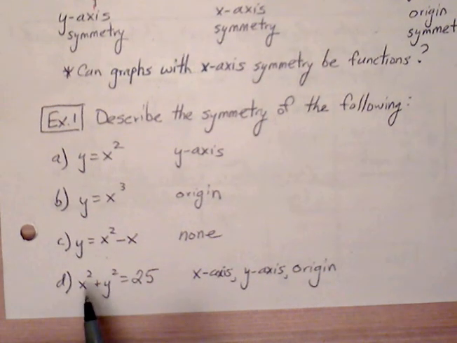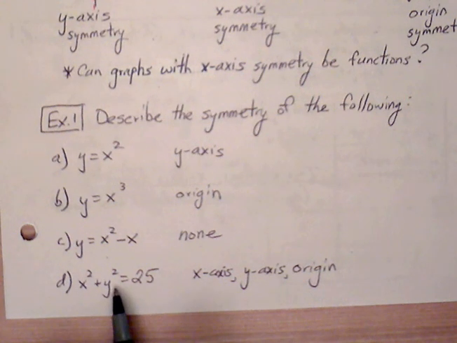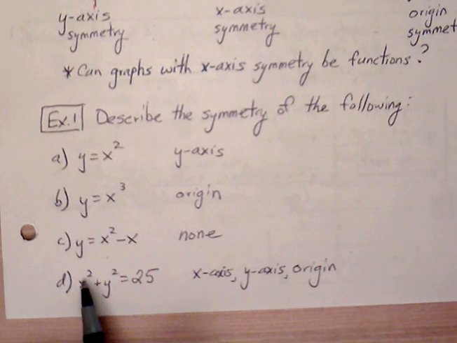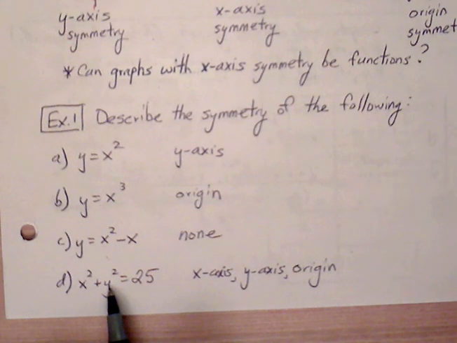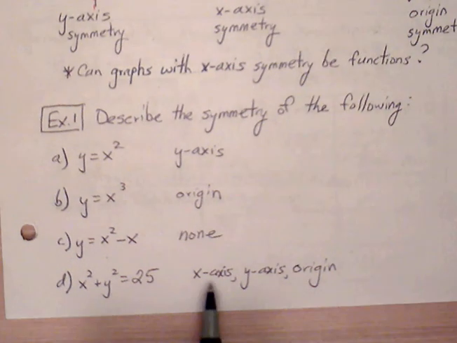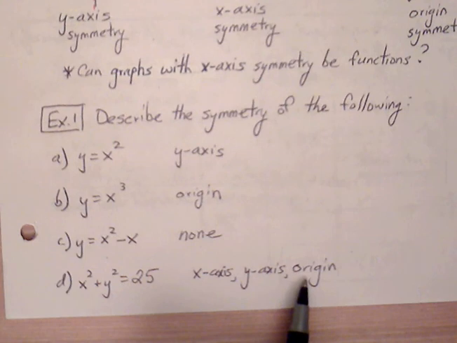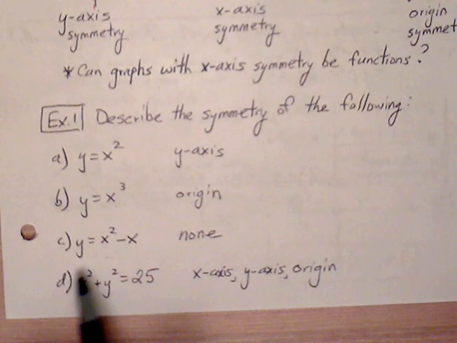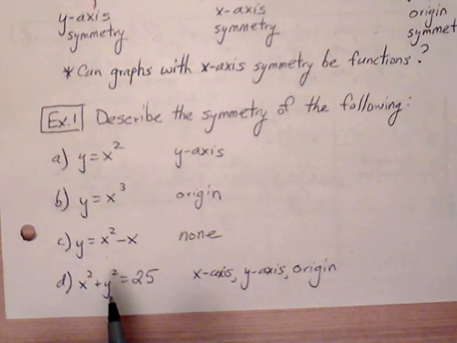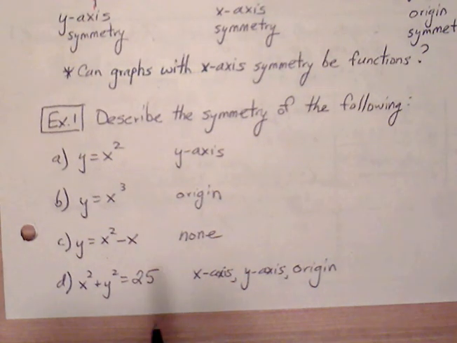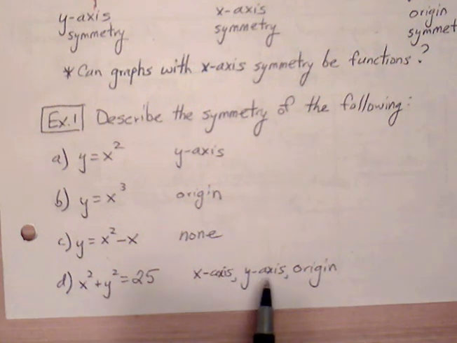If I replace x with negative x, the graph will remain unchanged. If I replace y with negative y, it'll go back to the same. If I replace both x and y with negative x and negative y, it'll go back to be the same. So this graph has all three: x-axis, y-axis, and origin symmetry. And the reason why is we have a circle that is centered around 0, 0. So no matter how you fold the graph or you flip it or turn it, the graph will remain symmetrical for all these three types.